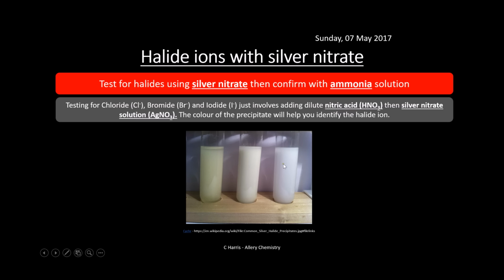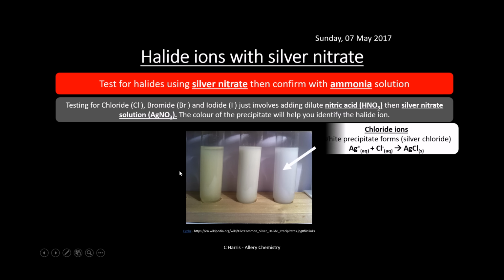You can see here we've got the test tubes, different coloured test tubes. Now this one here is the white test tube. A white precipitate is formed. This is chloride ions. So we add silver nitrate, and if we get a white precipitate, that's a chloride ion. This is the reaction that happens, the ionic equation: Ag⁺ + Cl⁻ forms AgCl.